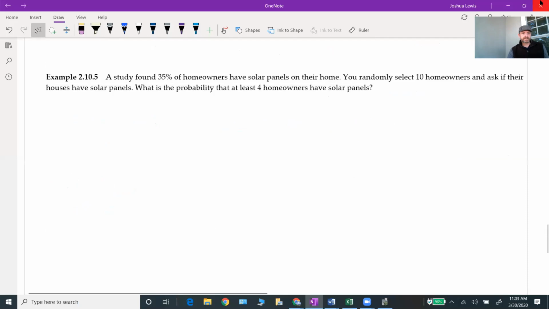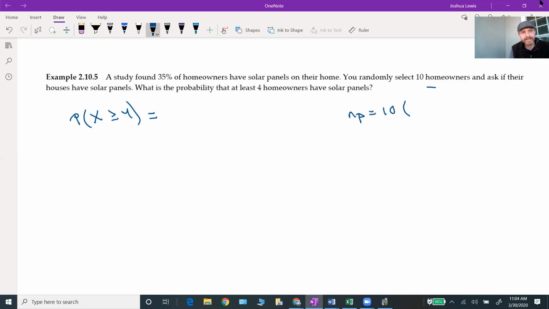Last problem. A study found 35% of homeowners have solar panels on their home. You randomly select 10 homeowners and ask if their houses have solar panels. What is the probability that at least 4 homeowners have solar panels? So here we've got probability of at least 4. But can I use the normal distribution? Well, n times p, that's 10 times 0.35. That's 3.5, which is not greater than or equal to 5. So I cannot use the normal approximation.